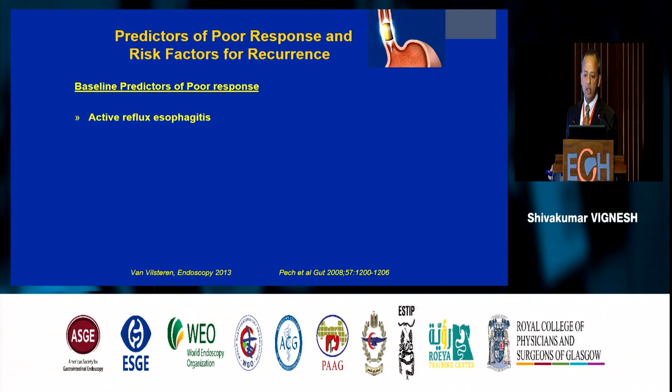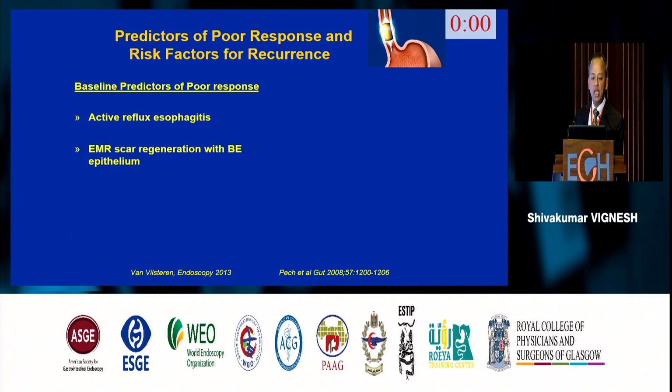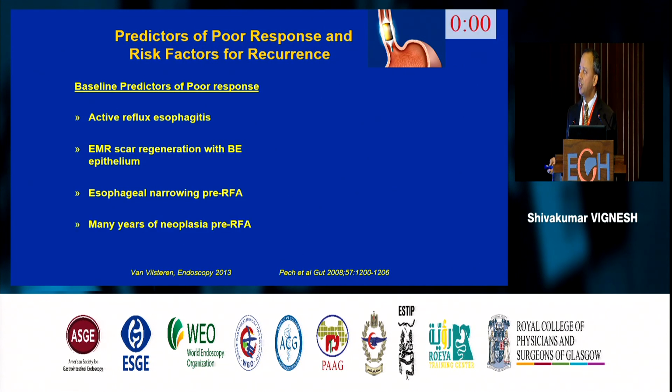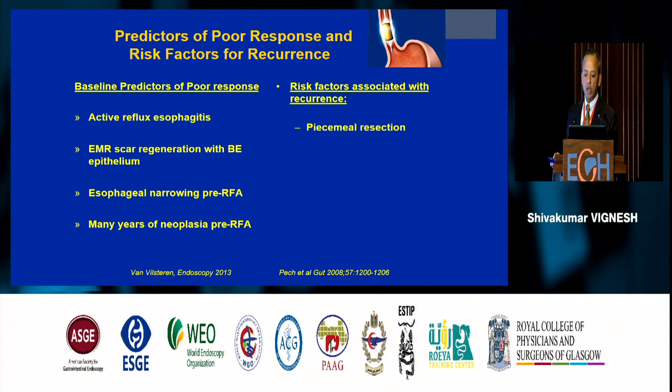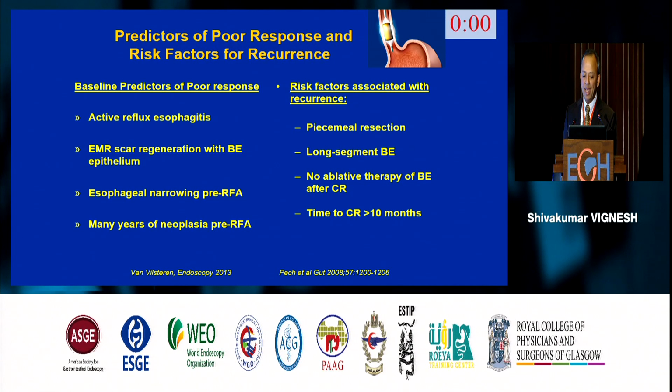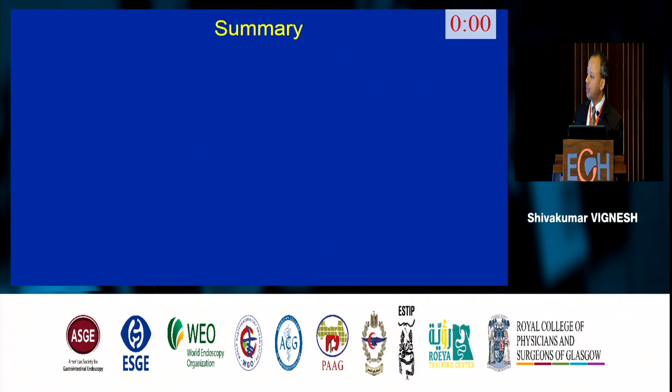So I have one more slide, bear with me. Baseline predictors of poor response. This is helpful when you initially risk stratify your patient. Active reflux esophagitis is an indicator of poor response. EMR scar if it regenerates with Barrett's. Esophageal stricture prior to RFA. Many years of neoplasia, this gives you a poor response. And what about recurrence? The risk factors, piecemeal resection, long segment Barrett's, if you do not do ablative therapy, and if you have a very long time to complete response.